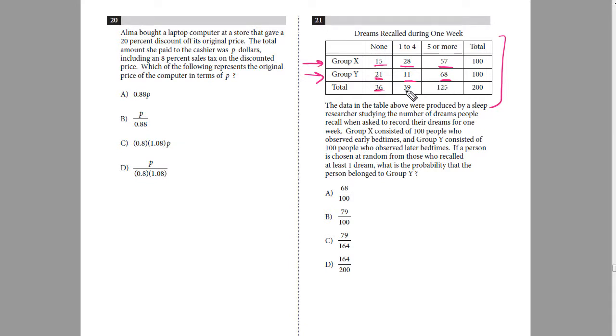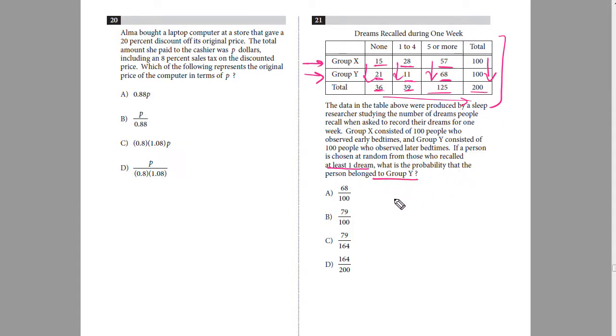Now this is the vertical total, and over here is the horizontal total. Now we have to find the probability if a person is chosen at random from those who recalled at least one dream. What is the probability that the person belongs to Group Y?